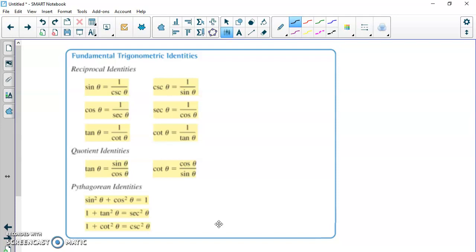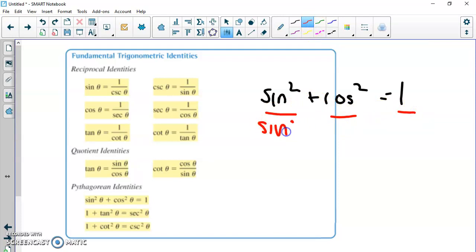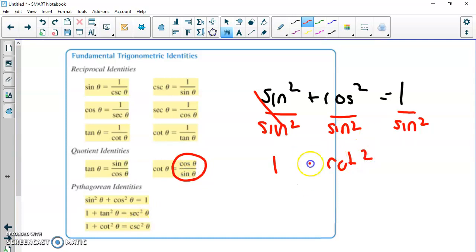In order to get the other two from sine squared plus cosine squared equals 1, if you ever forget the other two. So sine squared plus cosine squared equals 1. Yes, I'm being lazy and not putting the angles just for this demonstration. If you divide all three of these by sine squared, that cancels, that equals 1. Cosine over sine. Let's go back over here. Cosine over sine is cotangent, so this is cotangent squared, and this should be a plus, not equals to.